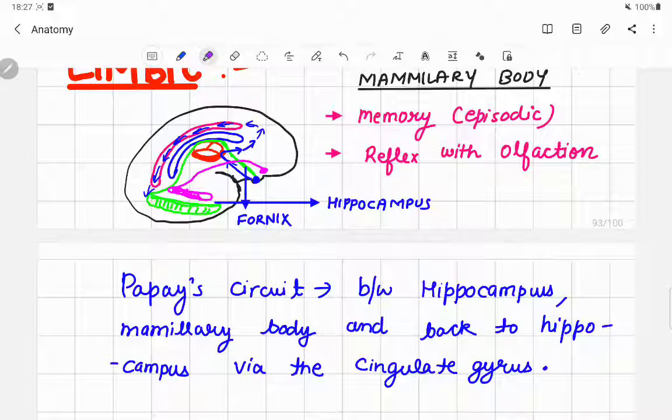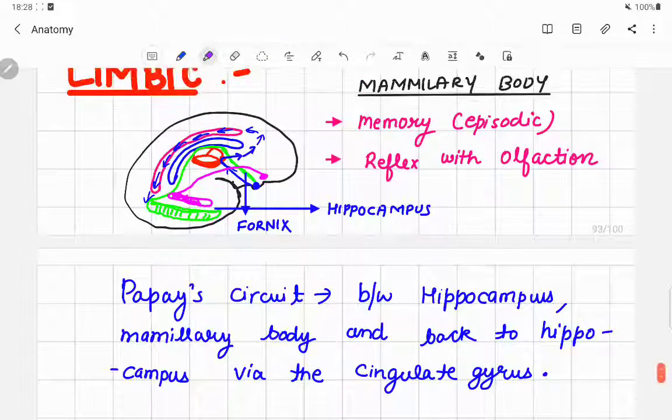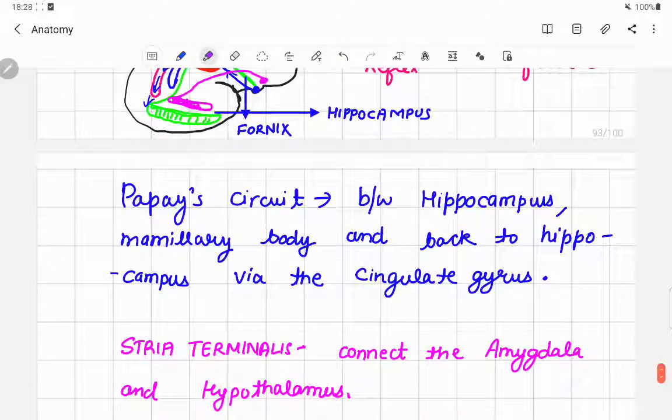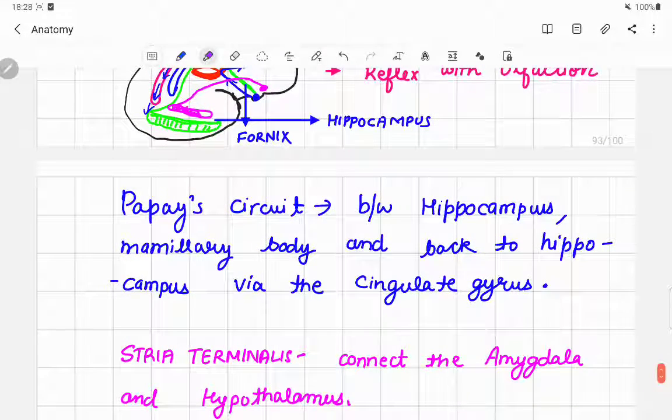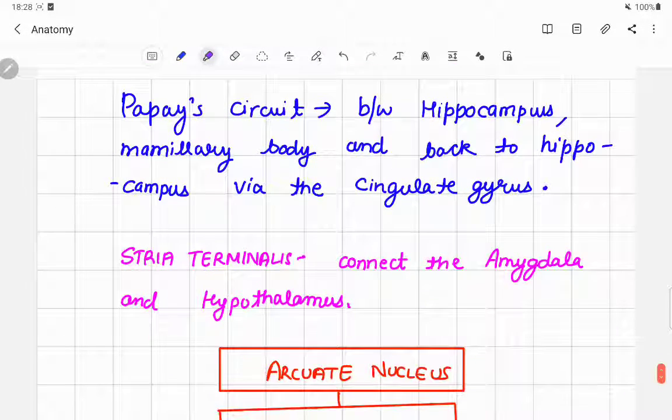How is the connection between the hippocampus and mammillary body formed? This is the hippocampus. This structure, passing in green color right here, is the fornix. This fornix passes directly to the mammillary body, and from the mammillary body again a tract passes towards this central disc, and from that it passes into the cingulate gyrus, back towards the hippocampus. In this way the circuit-like structure is completed. That's why it is called the Papez circuit.